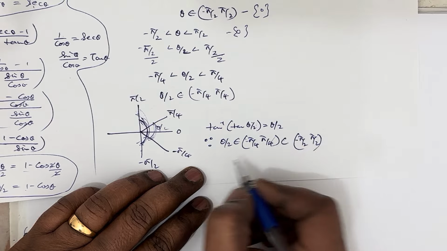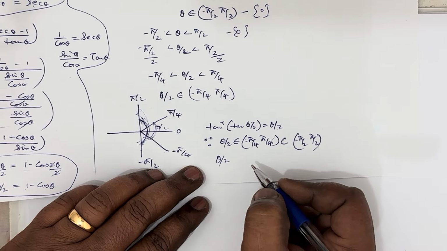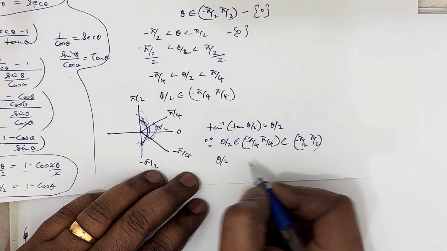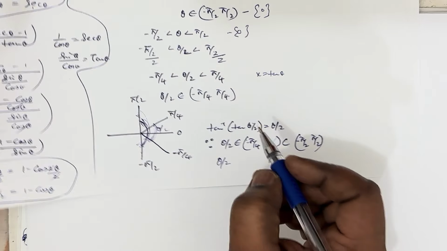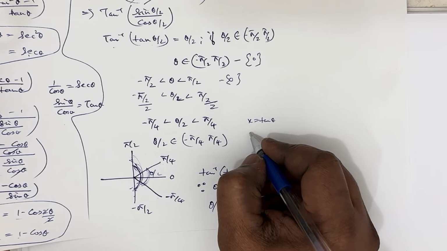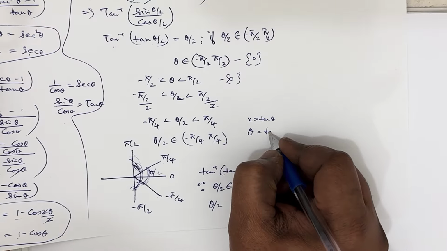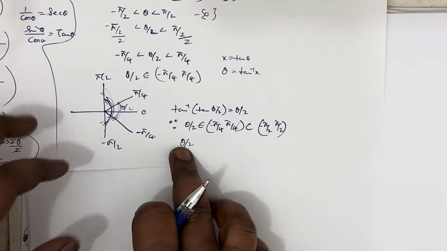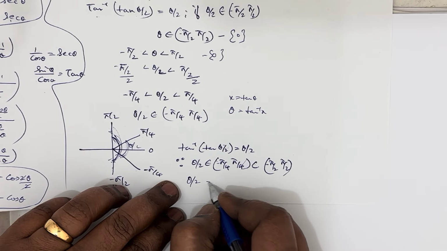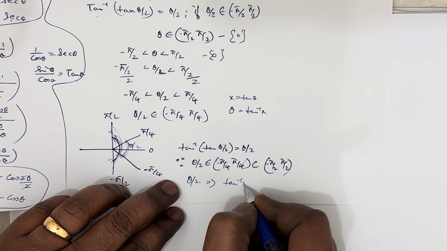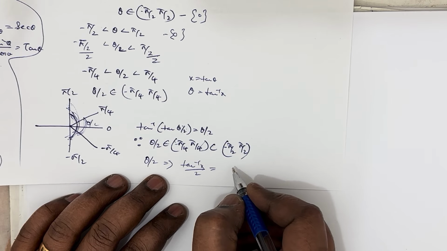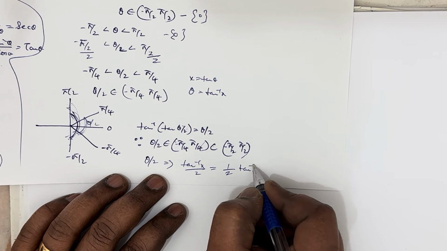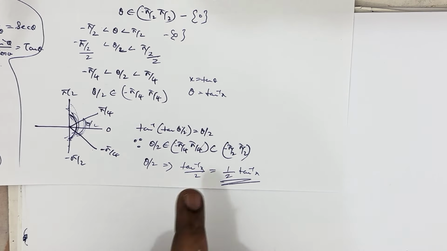So we have now theta by 2. We have taken x is equal to tan theta, isn't it? So we can take theta is equal to tan inverse x. So instead of theta you can write tan inverse x by 2. That can further be simplified as 1 by 2 tan inverse x. Okay, so this is the answer.